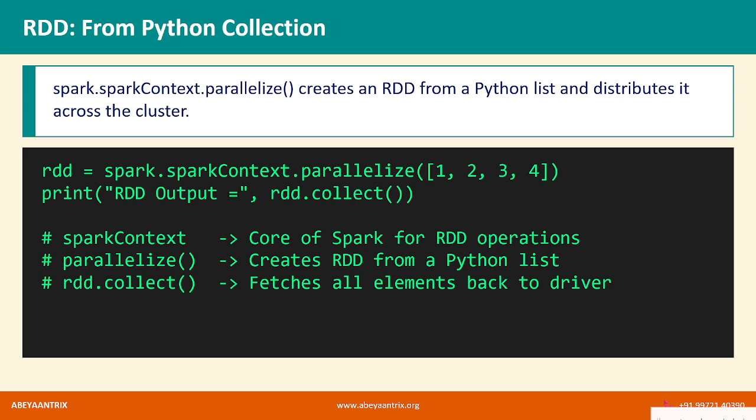Spark we know, we have used it to create the Spark session. After Spark we have to use the spark context, because this is the core of Spark where your RDD operations will be done. After that, parallelize creates the RDD from a Python list. So you have to give the list, remember. You know lists in Python, right? Always give the RDD data in the form of a list. Then what will RDD collect do? It will fetch all the elements back to the driver. Collect means collecting. Parallelize means distributing everything to run in parallel.